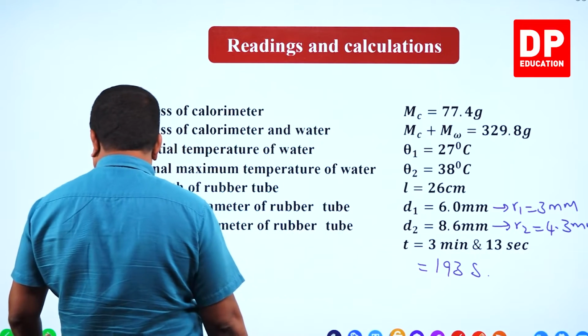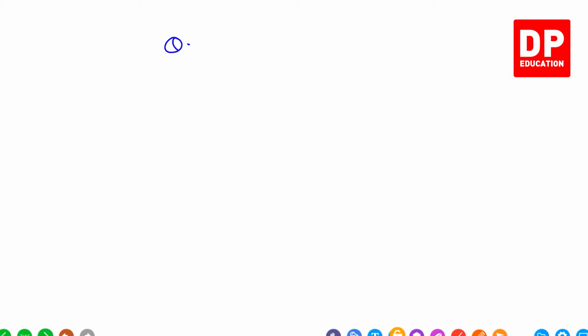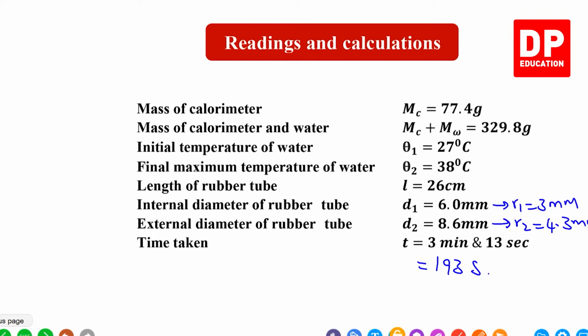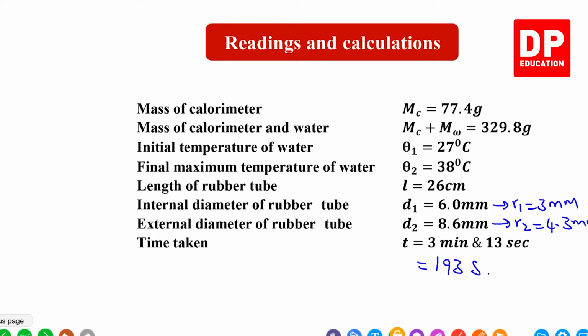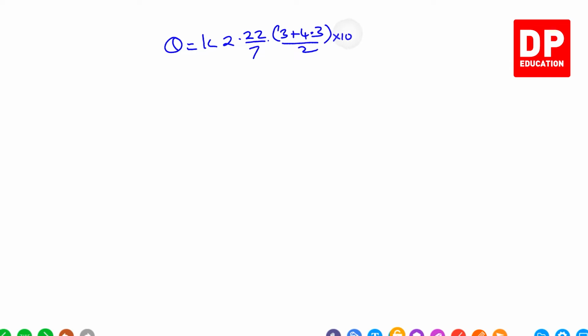Time. So we can write the formula. Q equals K into A, where A is 2 pi r L. R has to be R1 plus R2 by 2, that is 3 plus 4.3 by 2 millimeters, so into 10 to the power minus 3 has to come. 2 pi r L. L how much? 26 centimeters, 26 into 10 to the power minus 2, into temperature gradient.